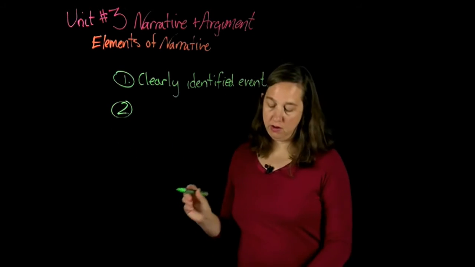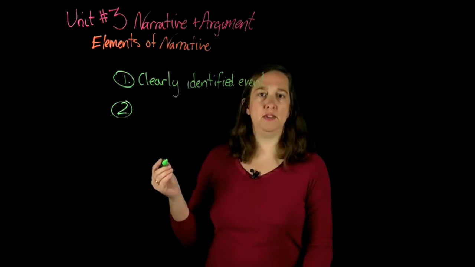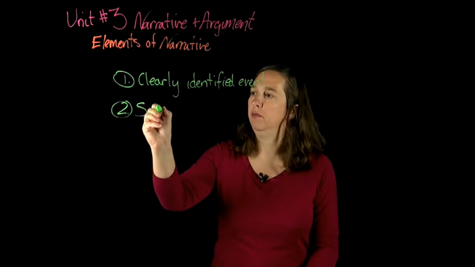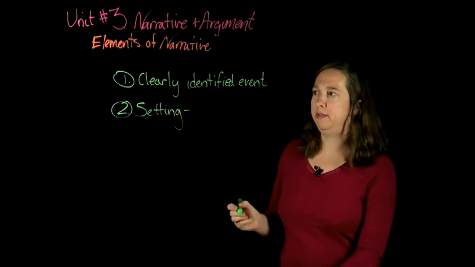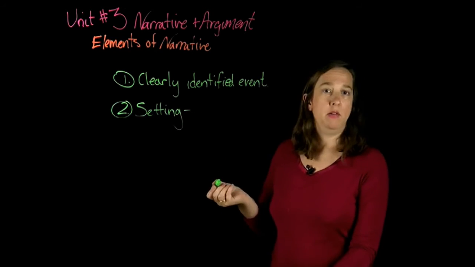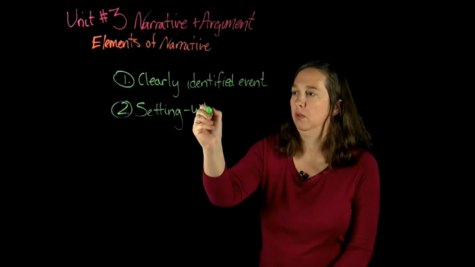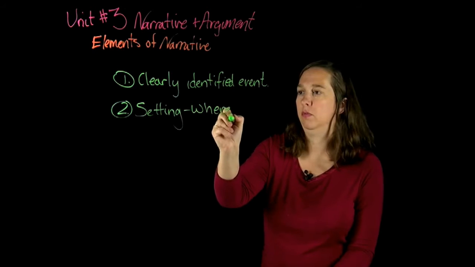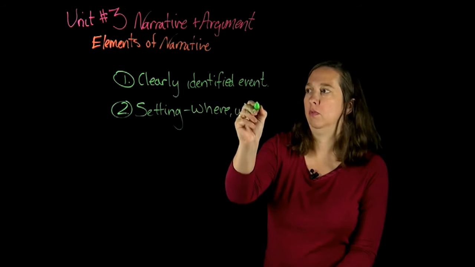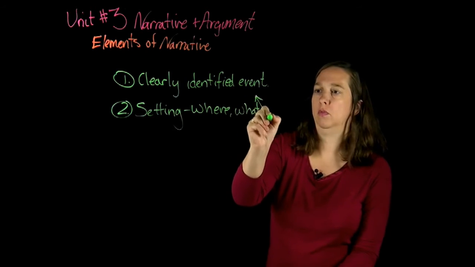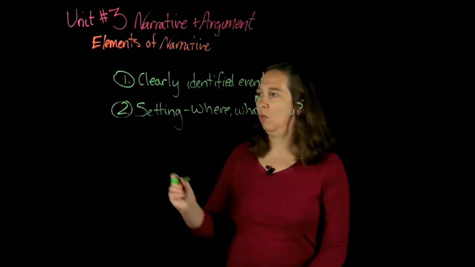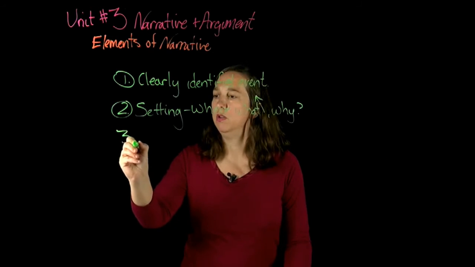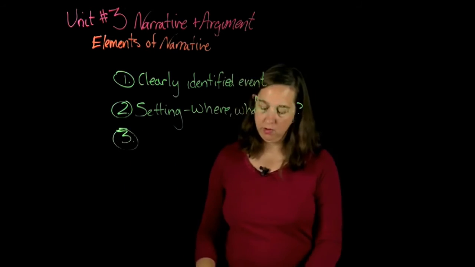The second piece of a narrative is going to be a clear description of the setting. Where is it taking place? Why does that matter? Why is that particular setting important to our overall story?